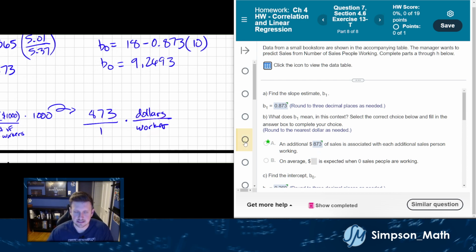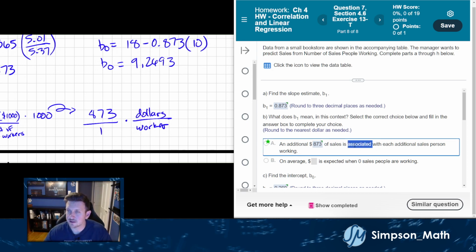To put this sentence together, I personally like to work from my x value. For every one additional x value, we expect the slope amount of y value. So for every one additional worker, the model predicts $873 additional dollars of sales. MyLab has it a little bit different. It says an additional $873 of sales is associated with each additional salesperson. They didn't say the one, but it's implied that it's one person, one worker.